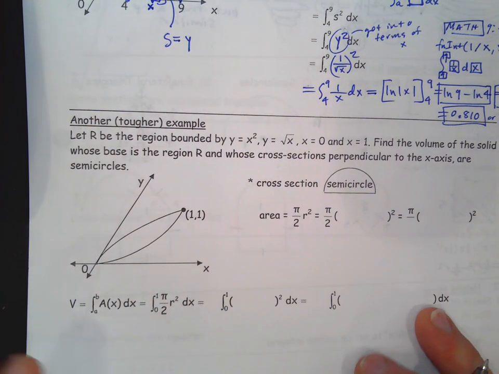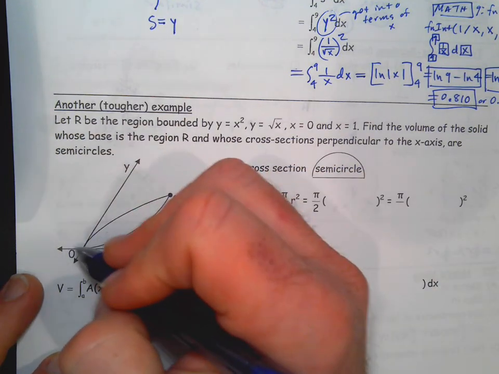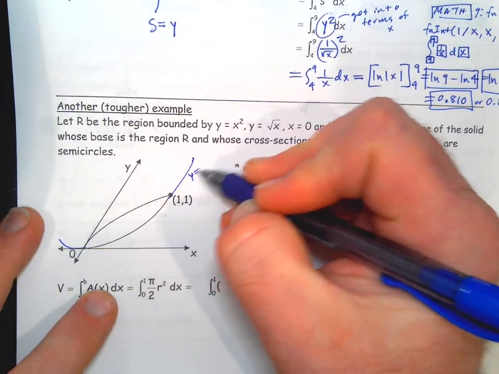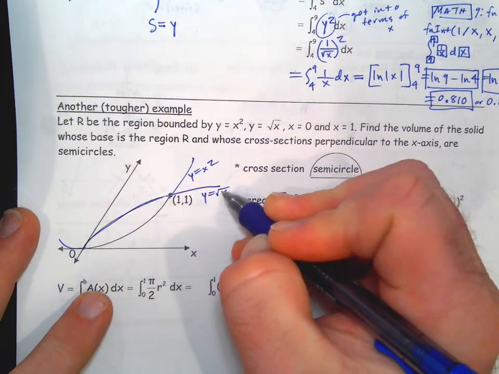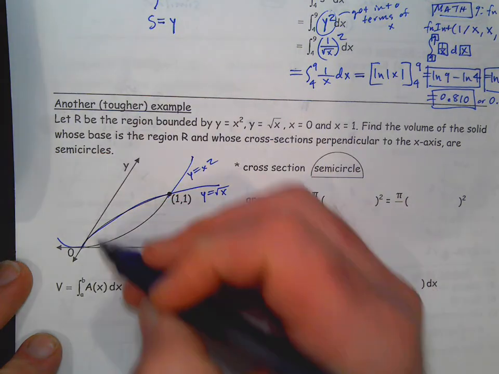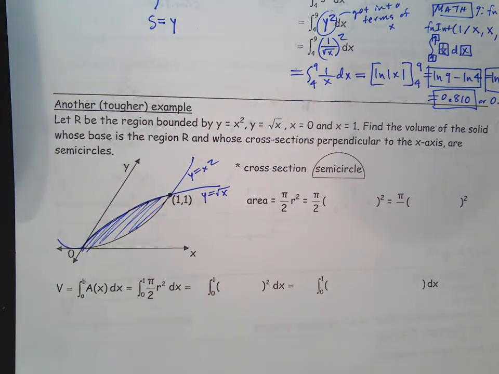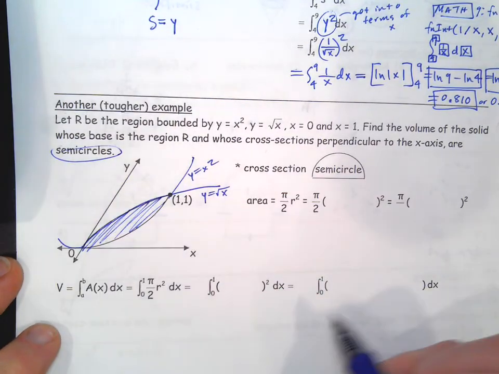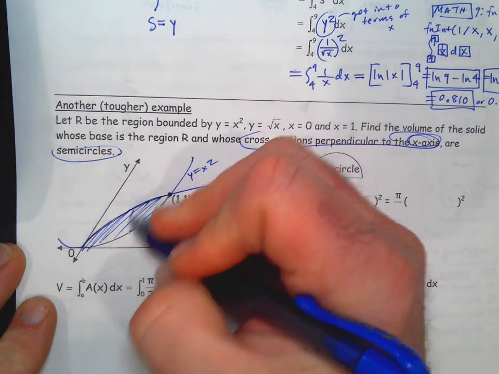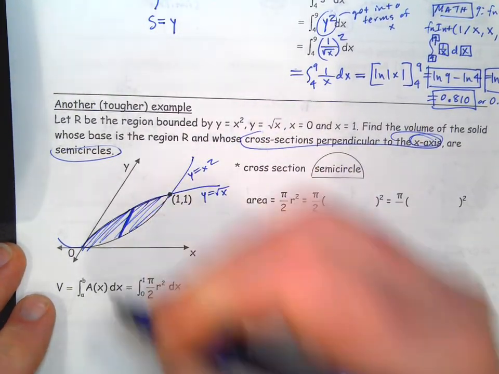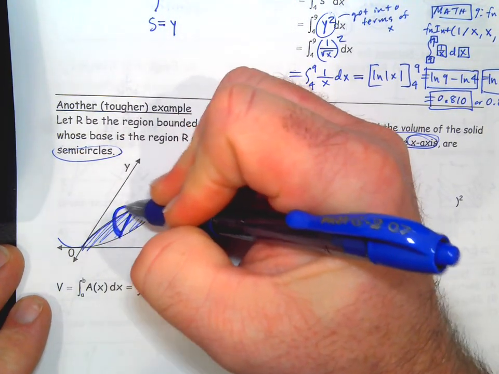Okay, so here's another one that's a little tougher. Let R be the region bounded by y equals x squared, which is a parabola, and y equals the square root of x, which is the top half of a sideways parabola, x equals 0 and x equals 1. So this is the base region that we're going to build off of, okay? And the shapes are going to be semicircles. And the cross sections are perpendicular to the x-axis, so they are vertical slices. And I would just do one slice and draw it on here. Okay, so you really should draw pictures of these.